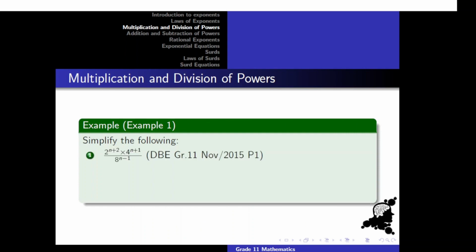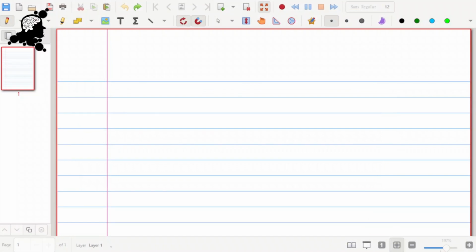And so, the first example is 2 to the power n plus 2 times 4 to the power n plus 1 all over 8 to the power n minus 1. Let's go to our writing pad and let's have a look at how we would go about solving such a question.